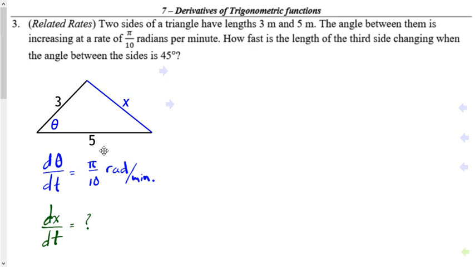So notice it's a derivative with respect to time, a related rate. Time doesn't show up in the question other than in a rate, radians per minute. We want to know how fast this third side x is changing, so we want to know what is dx dt. How does that length change as time increases? Well, if this angle is getting bigger, this x should be getting longer as well, so we're expecting to get a positive value for this dx dt.